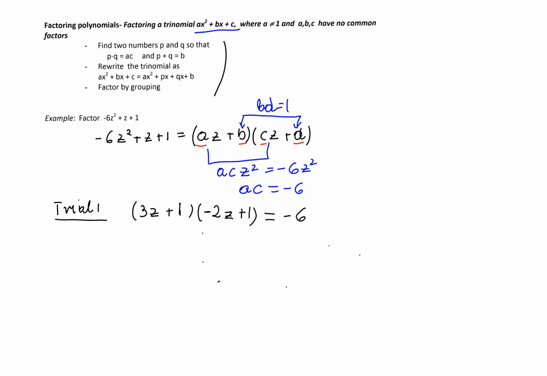If I multiply, I will have negative 6z squared plus 3z minus 2z plus 1. The first and the last terms should agree because this is how we make the choice of a, b, c, and d. So the question is, do we have the middle term right? And the middle term is plus z, and this is exactly our polynomial, so the factorization works and we are done.